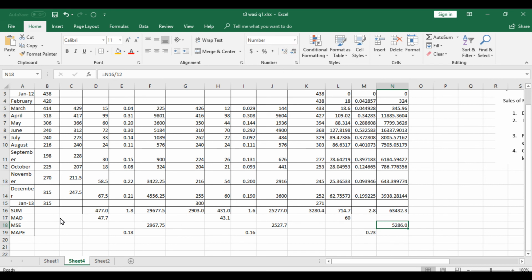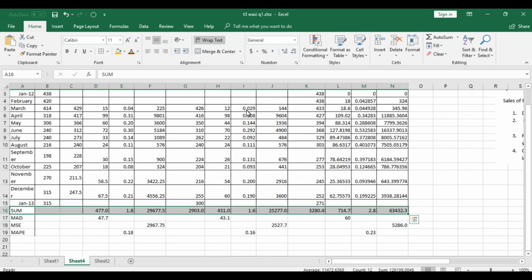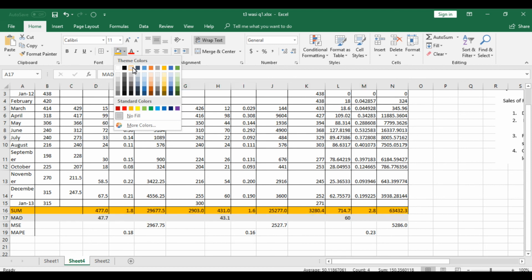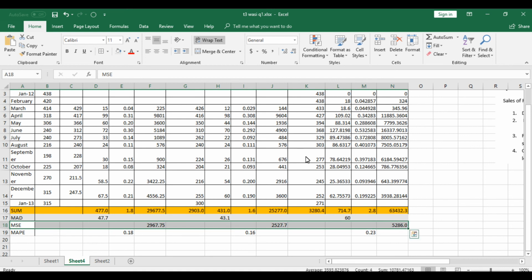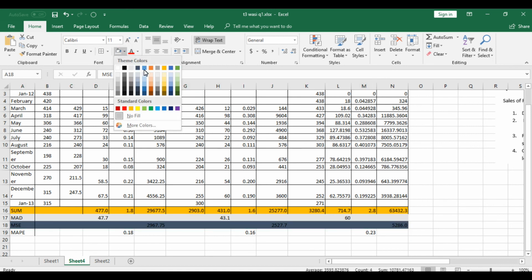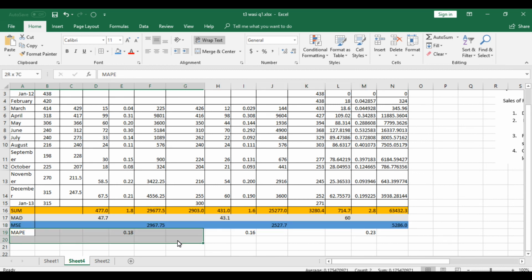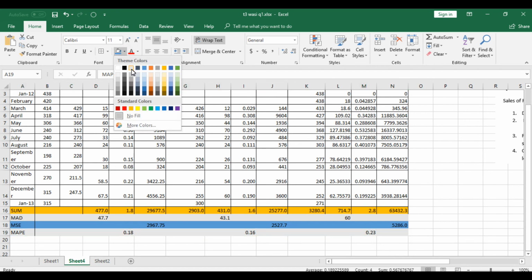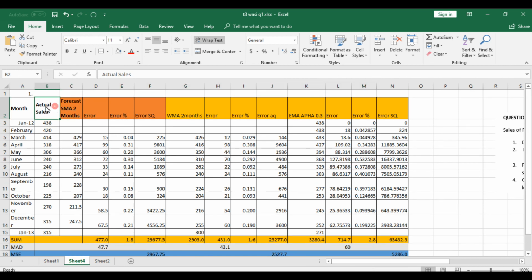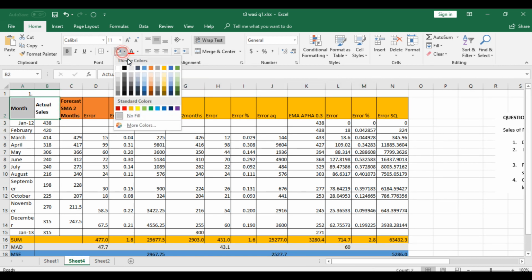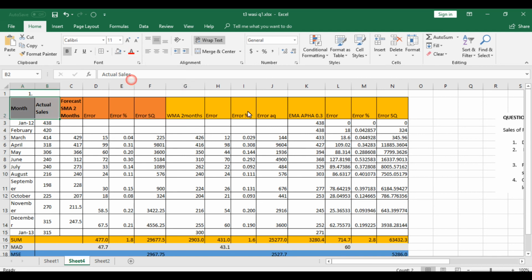Just to make it different colors, so it will be easy for you to recognize which one is MAD, which one is MSE. Here is MSE, and here is MAPE. So this is our question, and we are done with it.